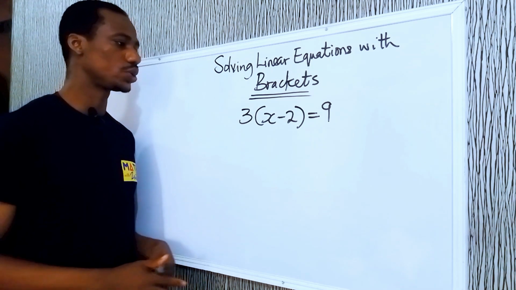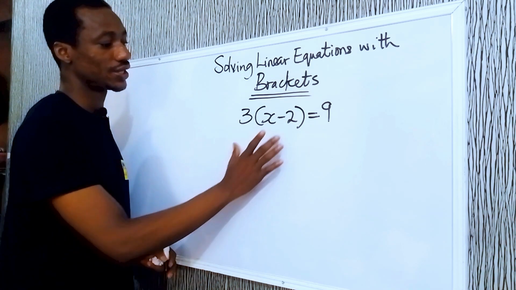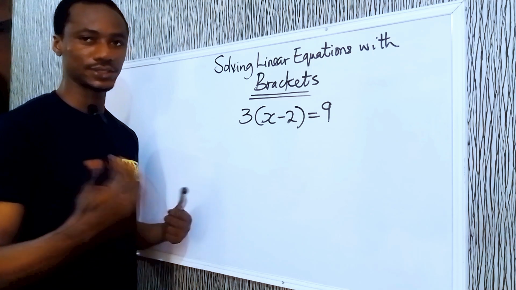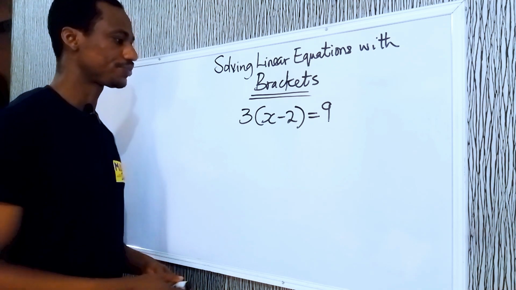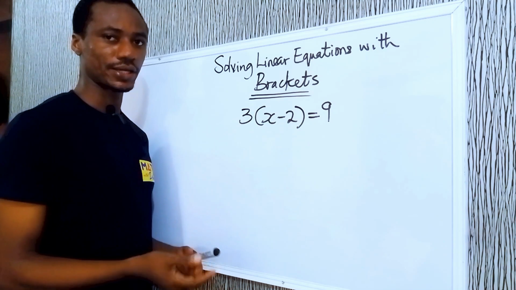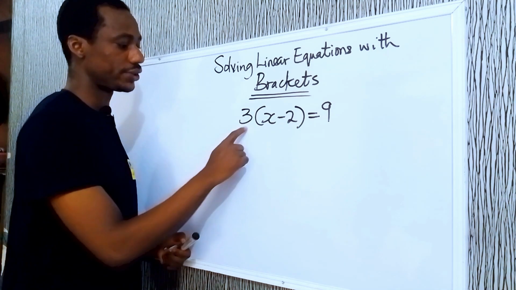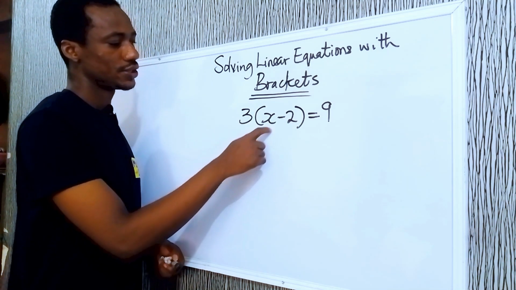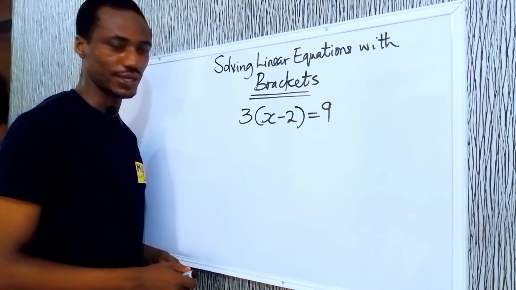So the first thing we do in the first method will be to clear the brackets, and then solve like a normal equation. So first, let's clear the brackets. How do we clear the brackets? Remember, we distribute the number outside the bracket to each of the terms inside.